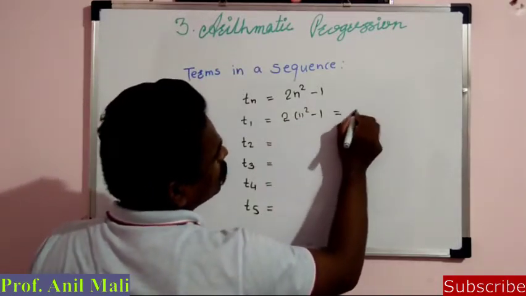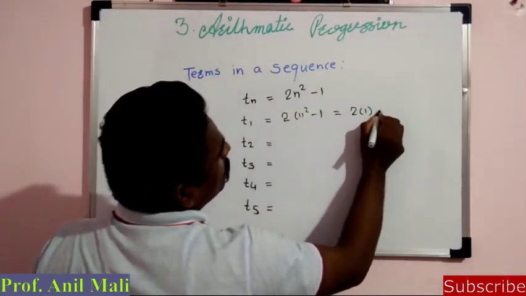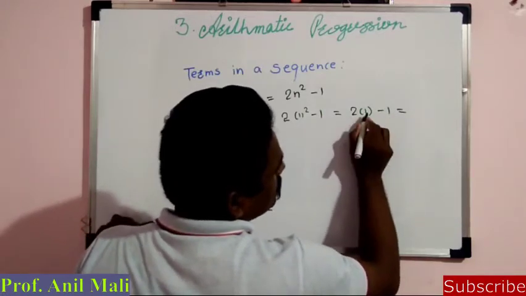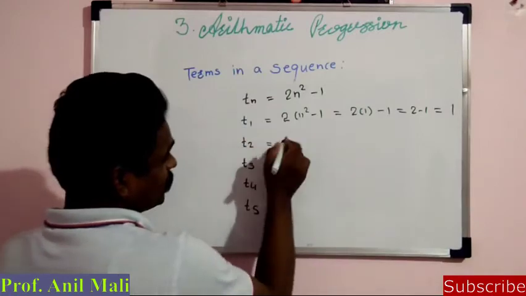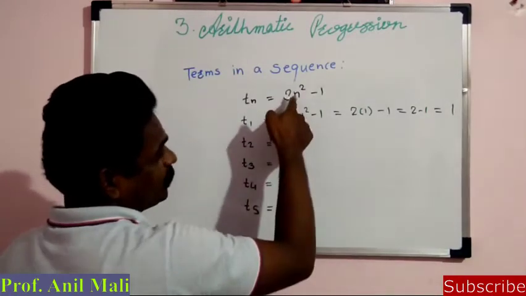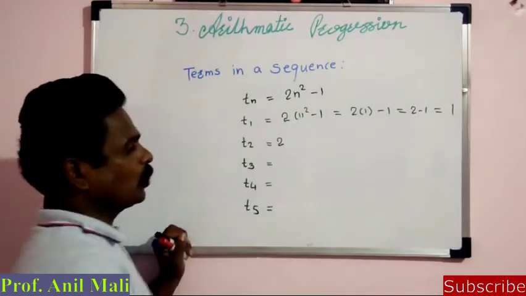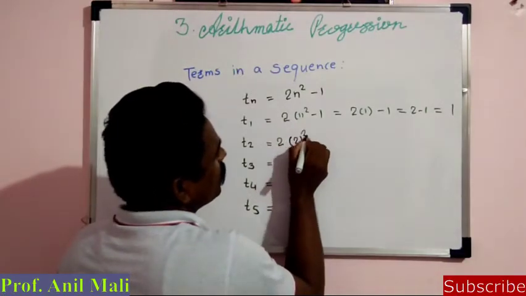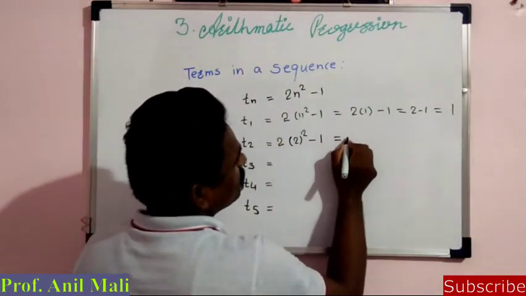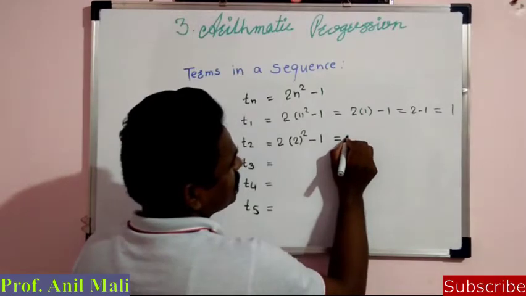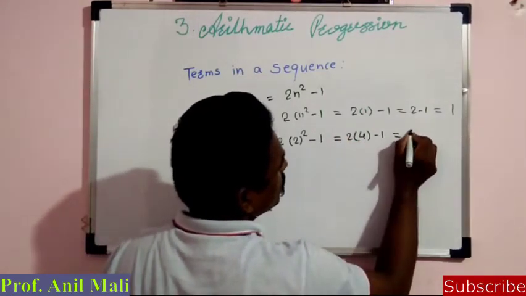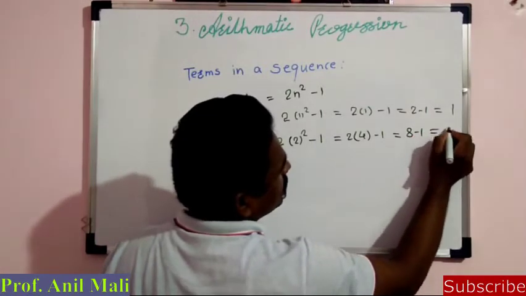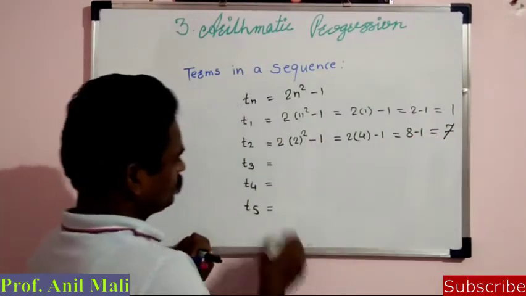So it is equal to 2 into 1 minus 1, which is equal to 2 ones are 2 minus 1, is equal to 1. T2, you are going to substitute n is equal to 2. That's why it will become 2 square minus 1, which is 2 into 4 minus 1, is equal to 2 4s are 8 minus 1, is equal to 7.